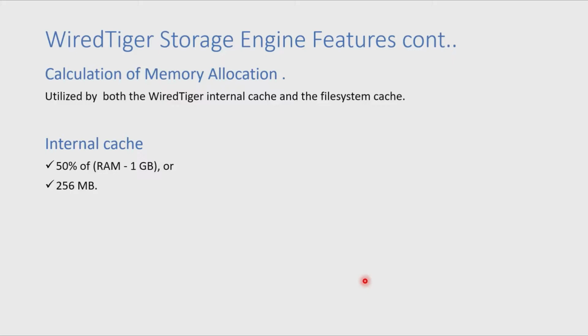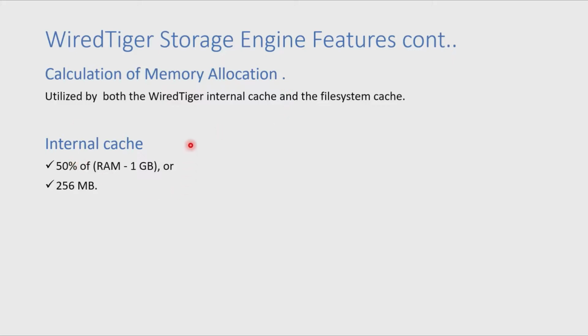Another important feature is the utilization of the memory. So whatever memory you allocate to the WiredTiger storage engine, it uses in the internal cache and the file system cache.